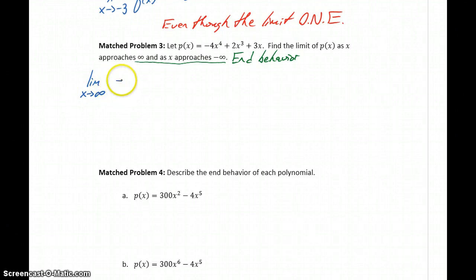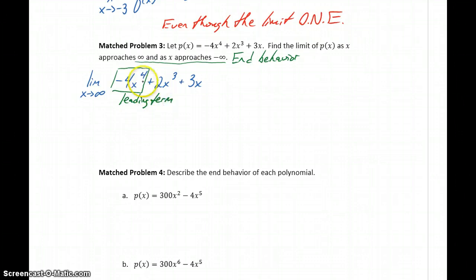last two examples. So what we're considering is the limit as x approaches infinity of negative 4x to the fourth plus 2x cubed plus 3x. So to evaluate a problem like this, all we have to worry about looking at is the leading term. So whichever term has the highest degree for its exponent.